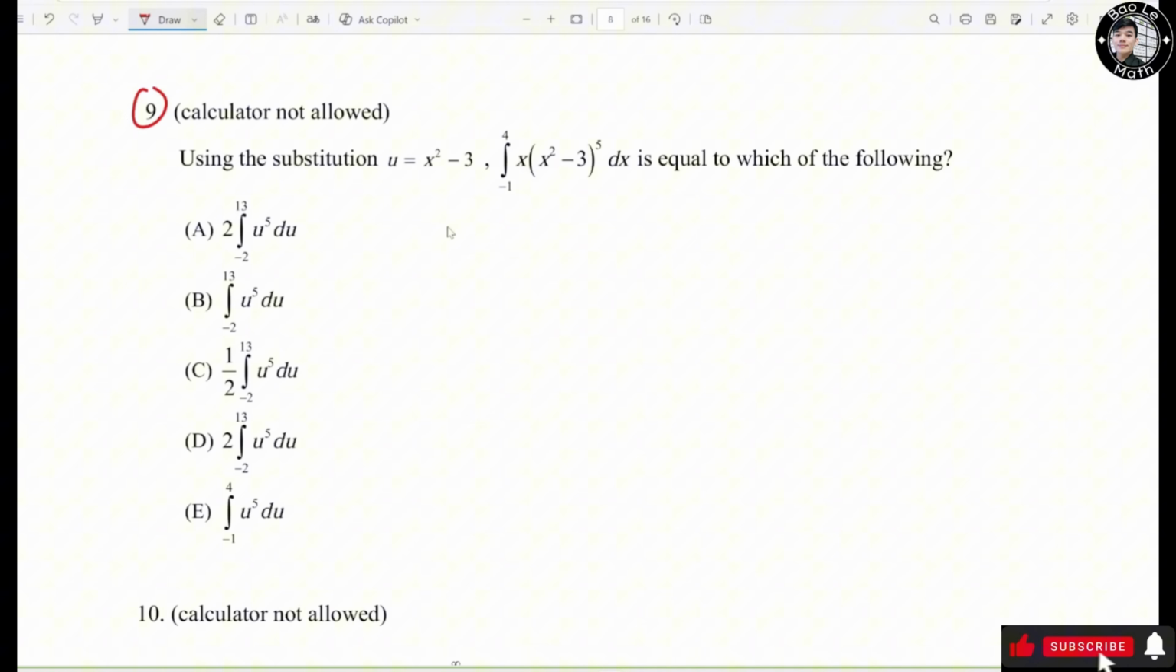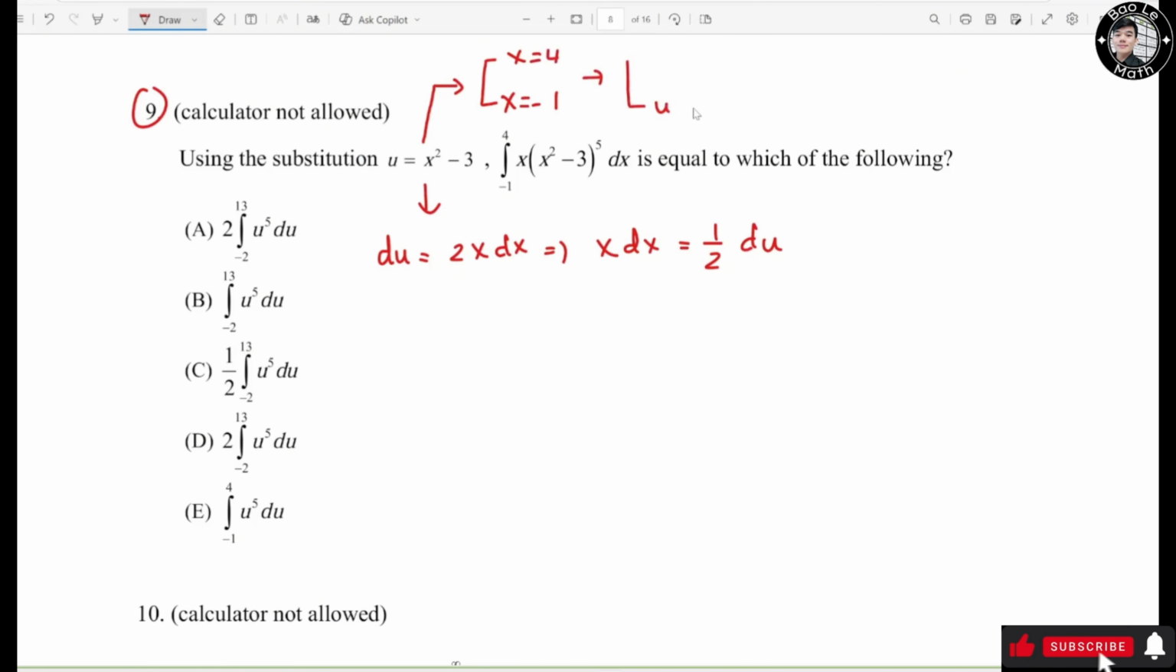We need to use u substitution, right? So u equals s squared minus 3. Then du equals 2s ds, right? Then we have s ds equals 1/2 du. We need to create a new upper bound and lower bound. The old one: s equals -1, s equals 4. For the new one, substitute -1 for s over here, and u is going to be -2. Substitute 4 for s over here, and it's going to be 13.